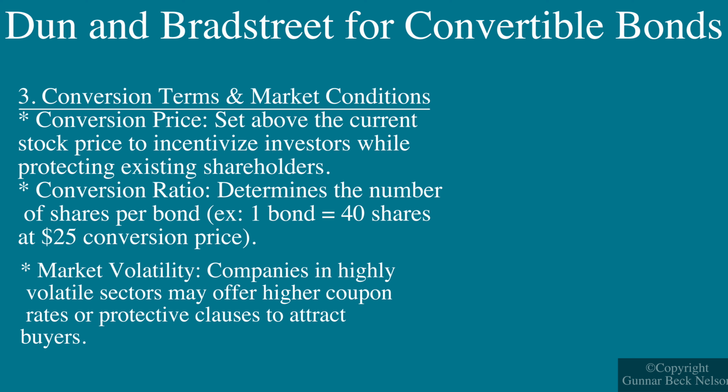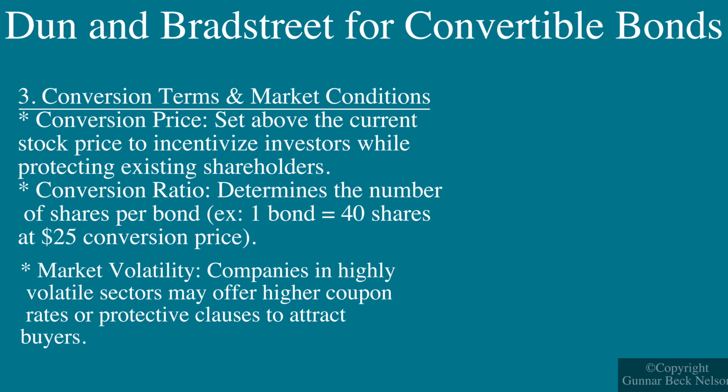We will also have a conversion ratio, which determines the number of shares per bond. For example, one bond is equal to 40 shares at a $25 conversion price. Then we also have to consider market volatility, where companies in highly volatile sectors may offer higher coupon rates or protective clauses to attract buyers.